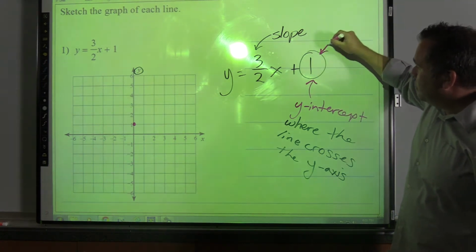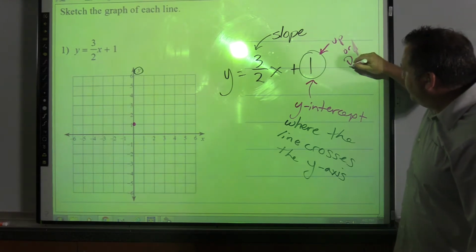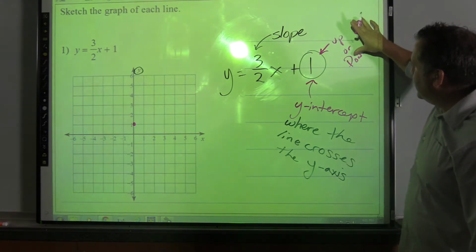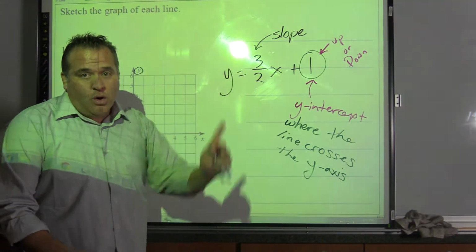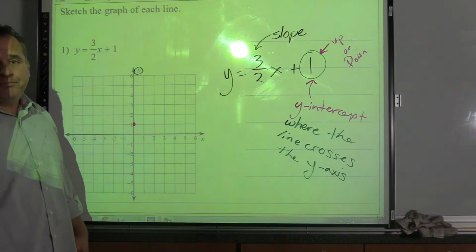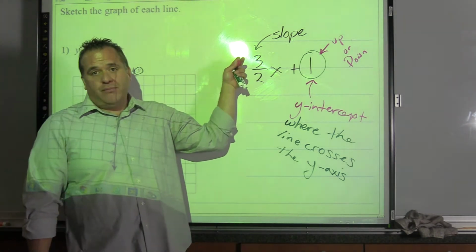So this number tells you to go up or down. It does not tell you to go right or left. Please, that number never goes right or left, only up and down. Now, what we do next is graph our slope.